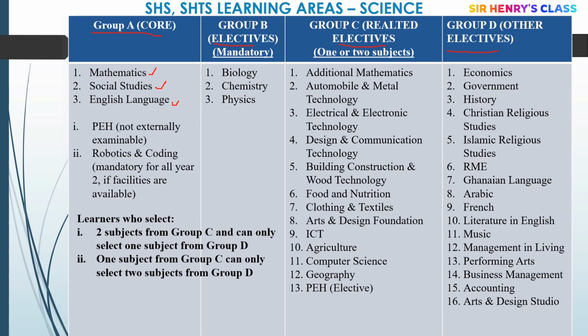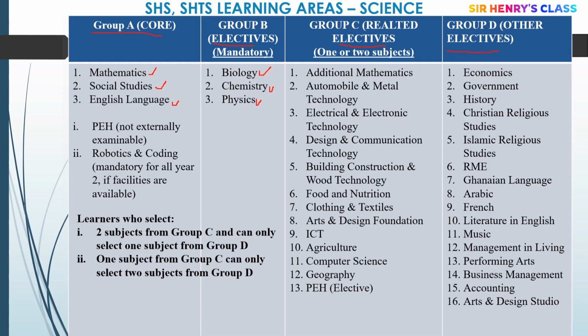Now for the mandatory electives, when we say mandatory, they are compulsory for every science student. Because you are not doing science, mandatorily you'll be reading biology, chemistry, and physics. I know you did all this in the JHS, but it was embedded. But when you go to senior high, each of them stands on its own as a course or a subject to be read by any science student.